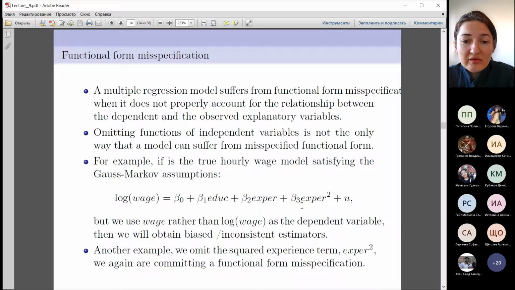Another example: let's say that you omit the squared experience term from this equation. And again, you will face the problem of functional form specification. And again, your result could be biased and inconsistent.